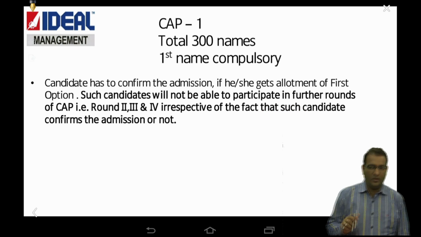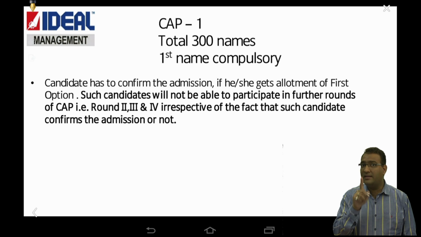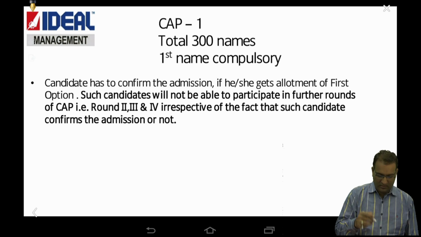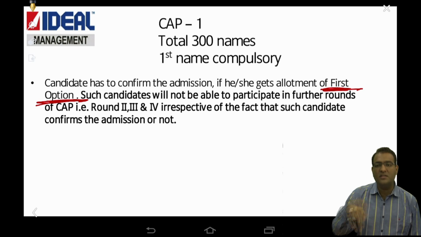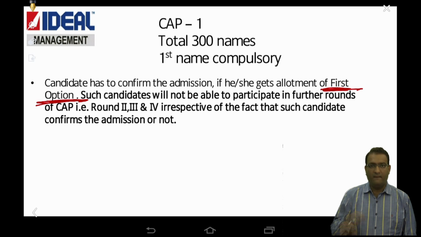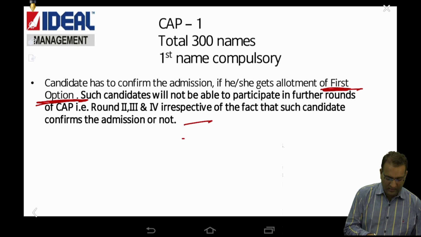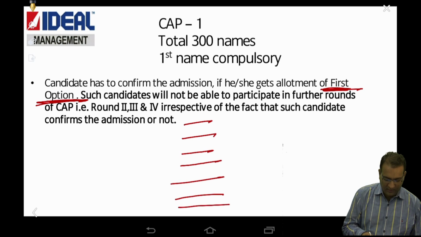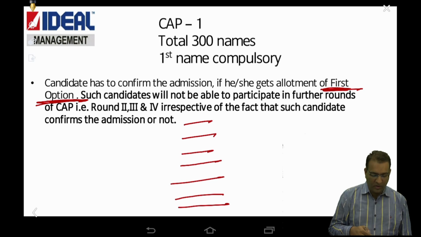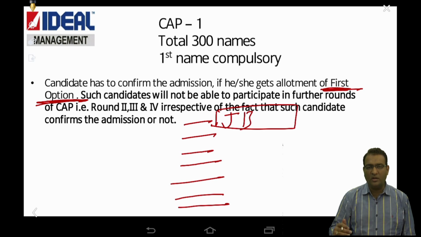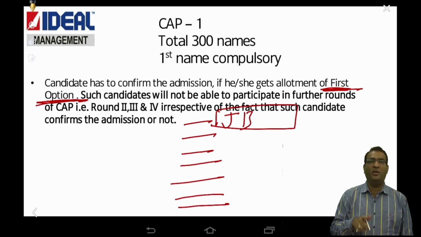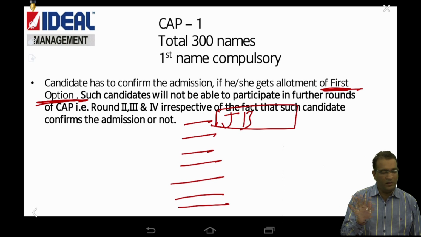Now, if the person gets admission in the first option of the colleges the person has mentioned, it's like the option form will have 300 drop downs basically, and the first option you mention is, let's say, JB, or someone might mention Tagore. And if you get that college, then nothing can be done. You will have to go and take this college.